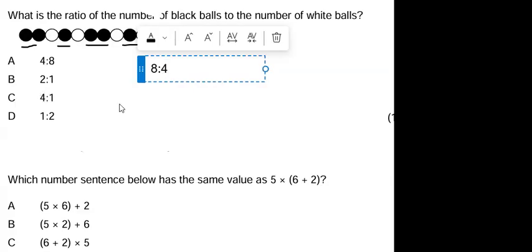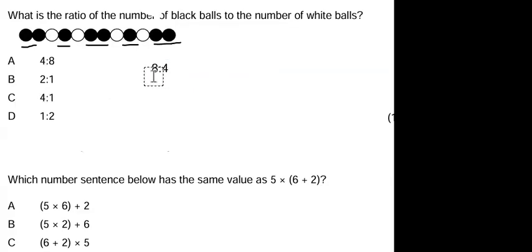They're trying to trick you. So what we have to do is divide this 8 by 4 and this 4 by 4. So the final answer would be 2 to 1. Why? It couldn't be 4 to 8, guys. The order matters. The black must be first. So they're actually trying to trick students by doing that.